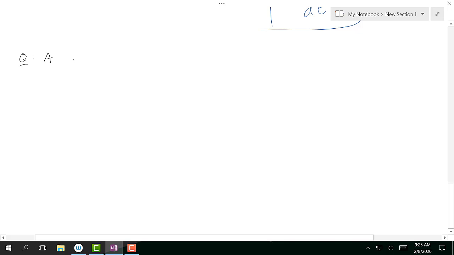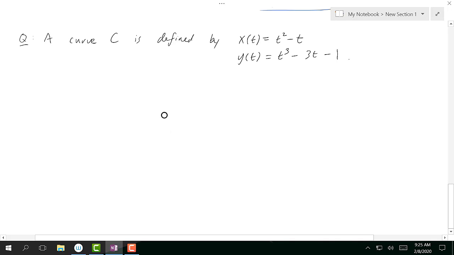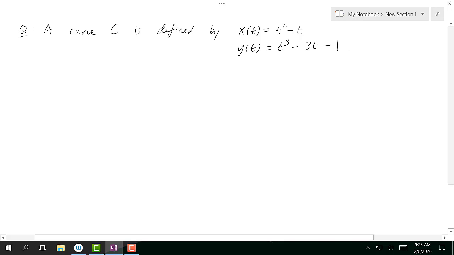We're going to say a curve C is defined by the following set of parametric equations. It's defined by x of t equal to t squared minus t, and then y of t equal to t cubed minus 3t minus 1. Okay. Now, we're going to be interested in a couple of different things here.